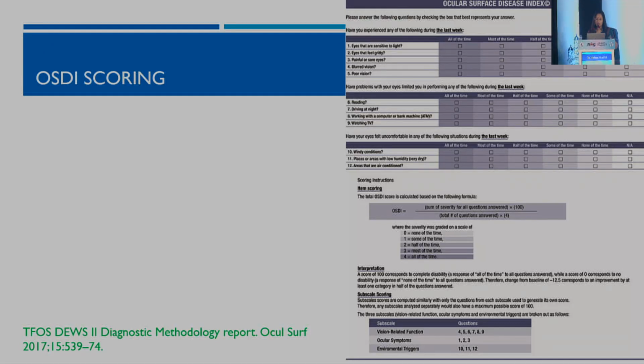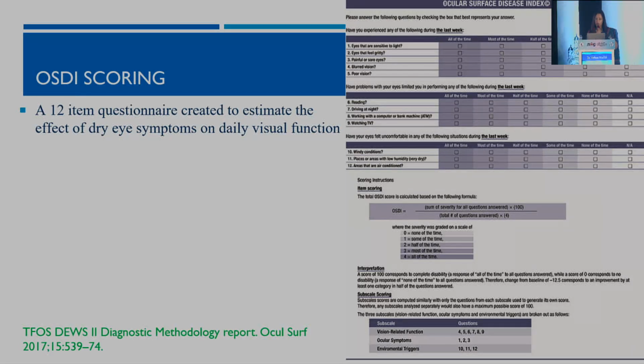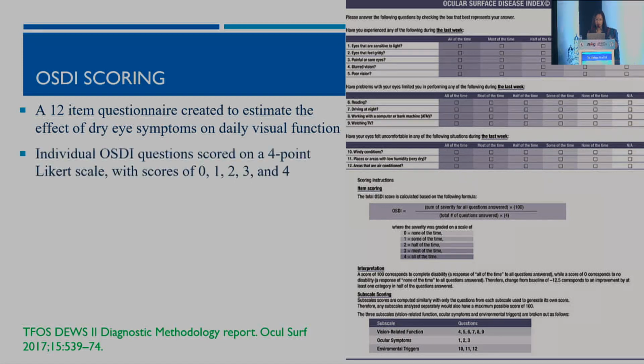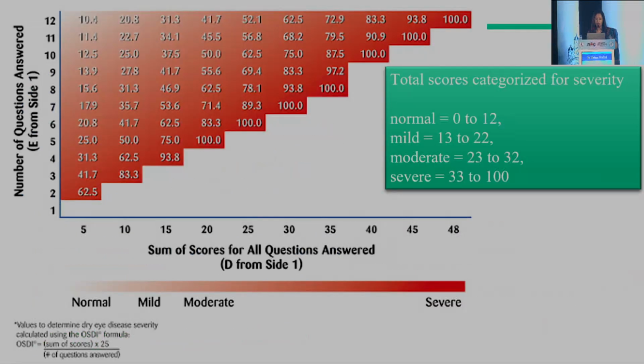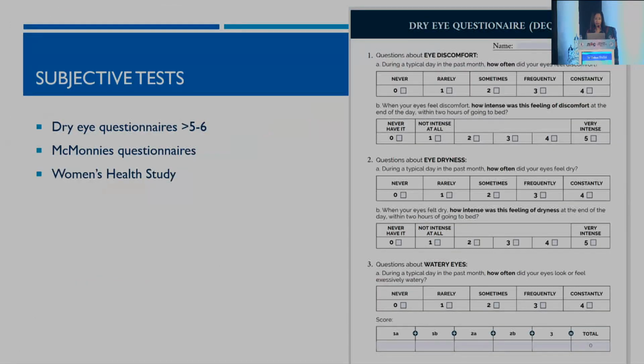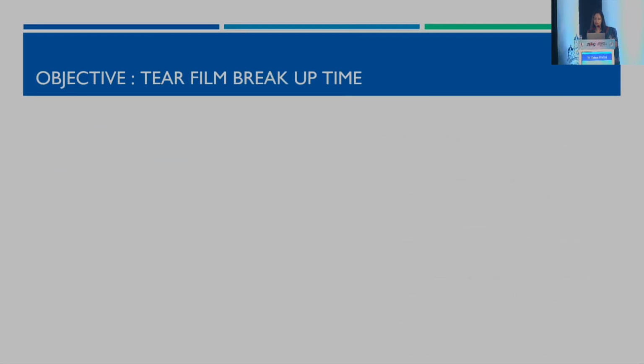So OSDI scoring is very commonly used, which is a 12-item questionnaire, ranging from 0 to 4, and then the patient has to answer these questions. After this, the sum of individual question scores is multiplied by 12.5 and divided by the number of questions which the patient has answered, yielding a score from 0 to 100. So 0 being normal and 100 being the severe form of dry eye. A variety of simplified questionnaires are also available which can be used to assess subjective ocular surface disease.